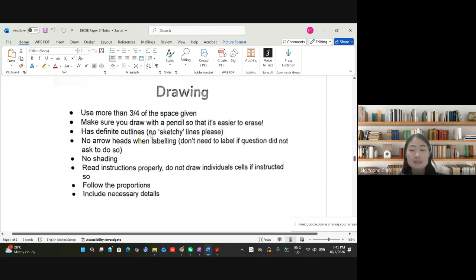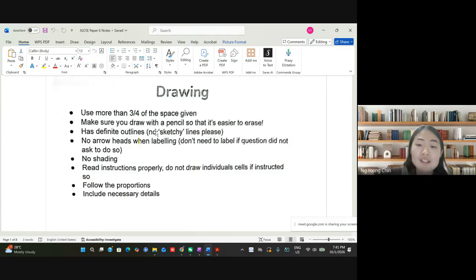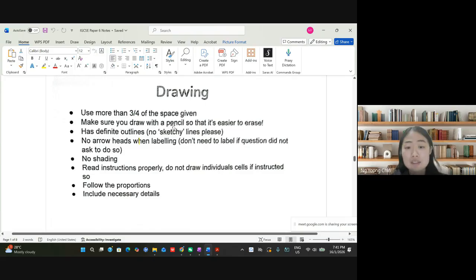I think there was one time a student drew with pen, and then what happened? They drew with pen, and then they felt not satisfied with the drawing, and then they used correction tape to correct it all, and then it was very, very messy. Yeah. So that's why use pencil.